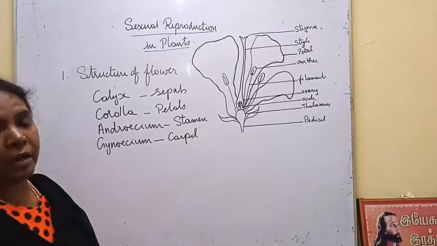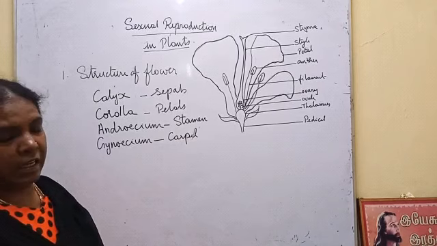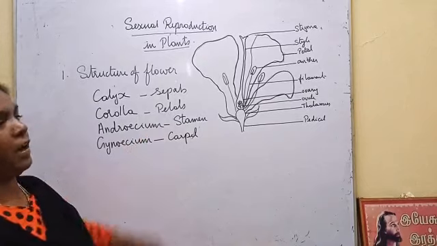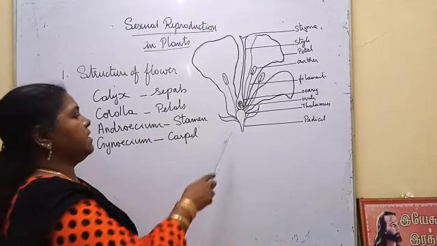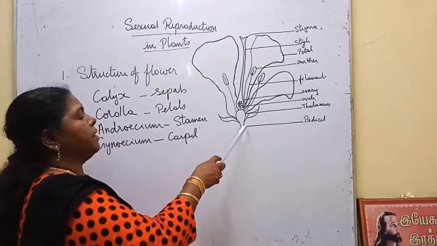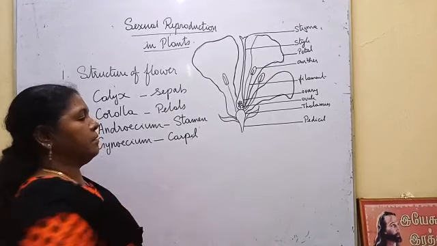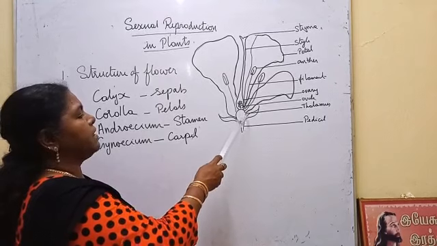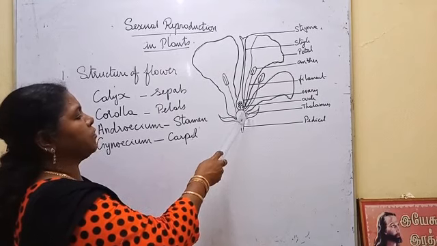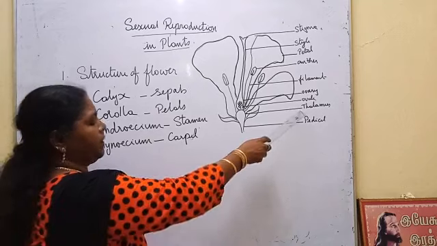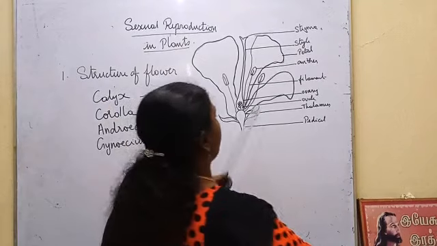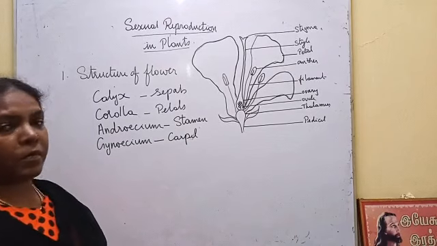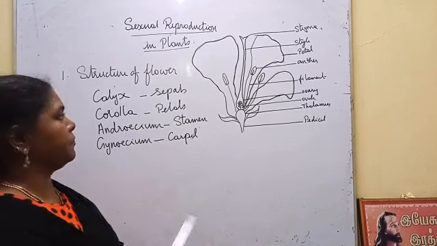The reproductive parts in plants are flower, fruit, and seeds. First we are going to start with flower. Structure of flower. Each flower is connected with the stem by a stalk called pedicel. The tip of the pedicel is bulged, and this swollen portion of the tip of the pedicel is called thalamus. On the thalamus, 4 whorls are arranged. Already from 6th standard you have been studying the structure of flower.